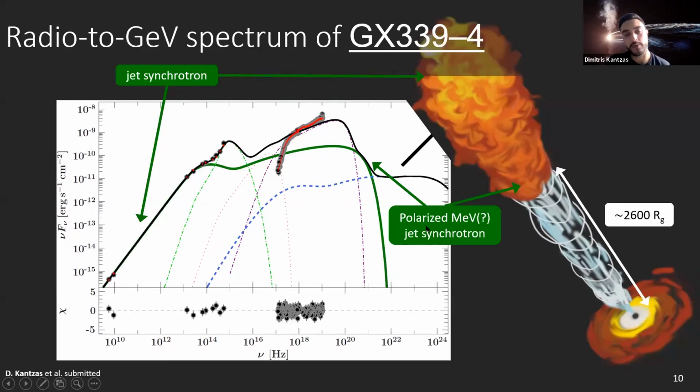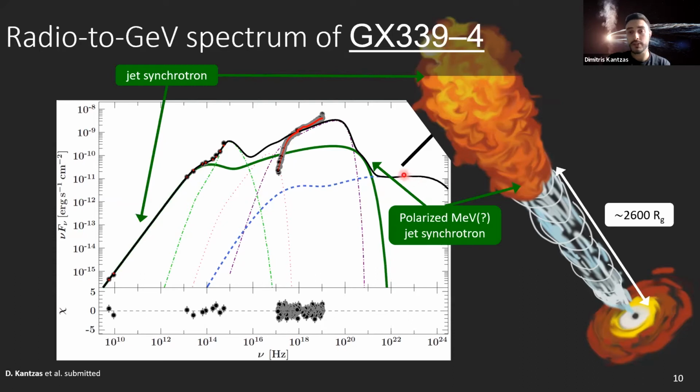So following the same process, I'm using this 2010 outburst spectrum to find the best fit. So I'm plotting once more the energy flux as a function of the photon frequency. And as you can see once more, the outer regions of the jet dominate via synchrotron radiation in the radio up to the infrared. And there might be some polarized MeV jet synchrotron flux from the particle acceleration region, which has not been detected yet.